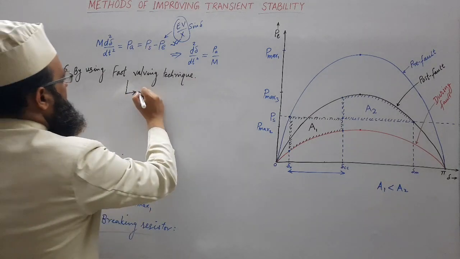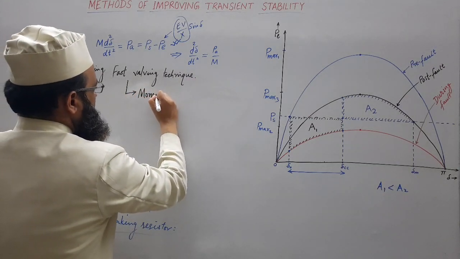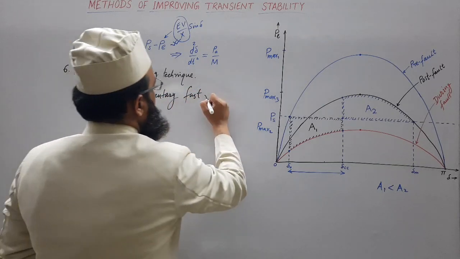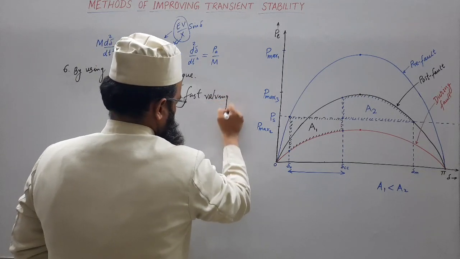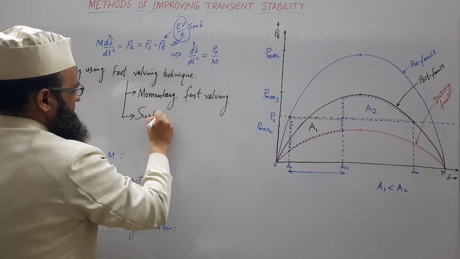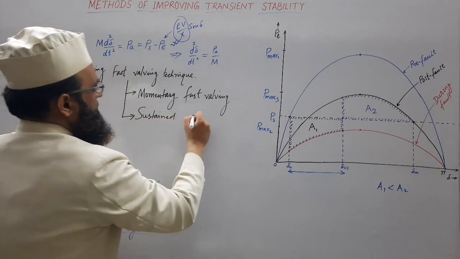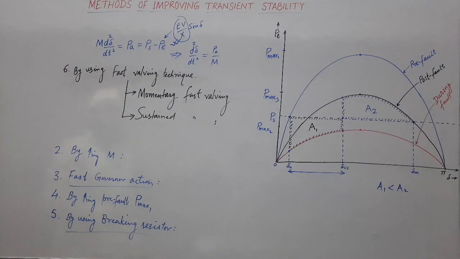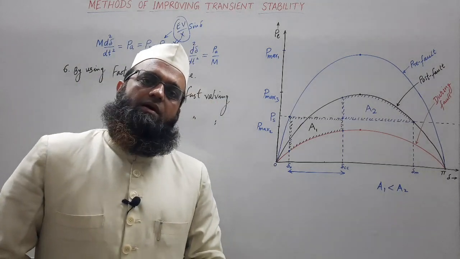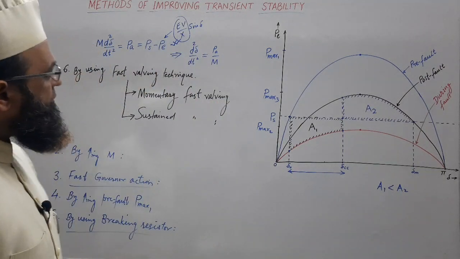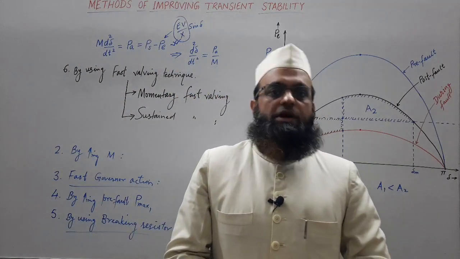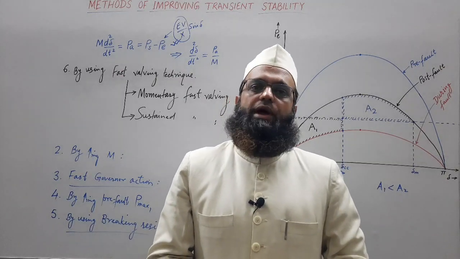So first we will write momentary fast valving, and next will be sustained fast valving. Under this momentary fast valving technique, around 70% of power is reduced rapidly by fully closing and opening of intercept valves.